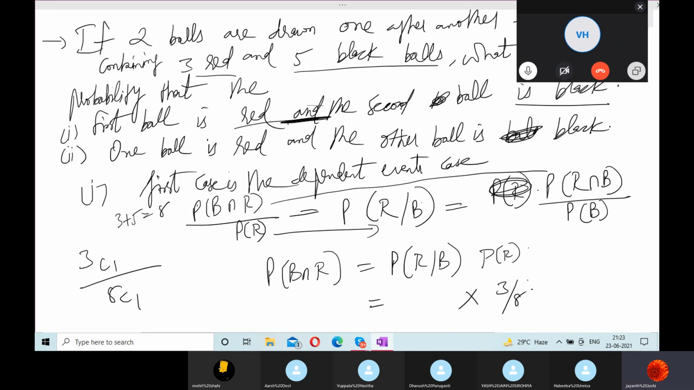So the red ball should already be there now. What is the probability that the first ball is red and the second ball is black? First ball is red, second ball is black. First ball is red and second ball is black, in the sense... black balls 5.